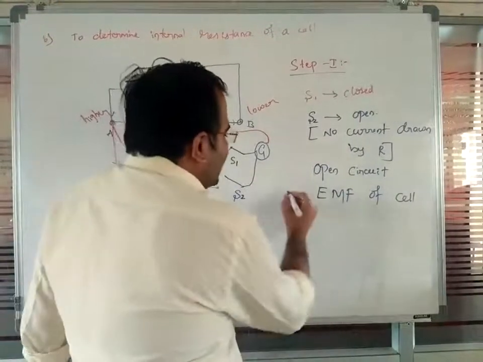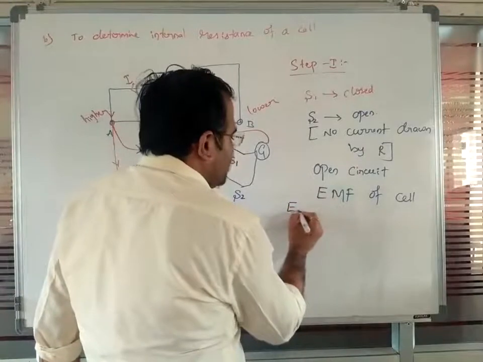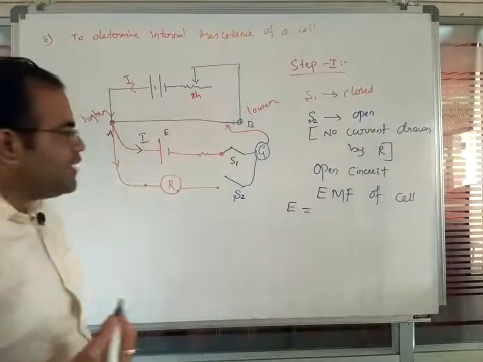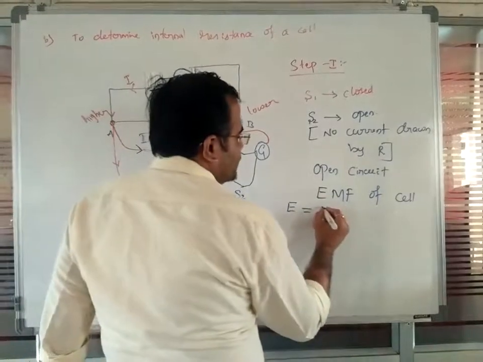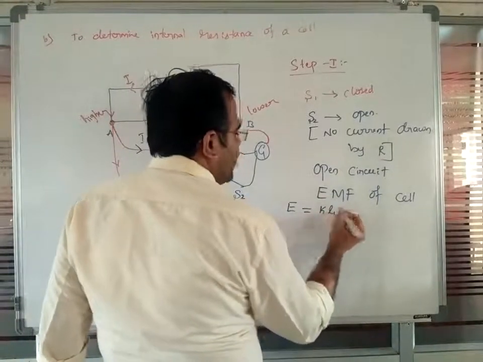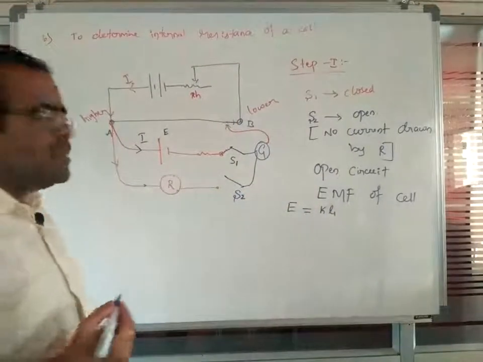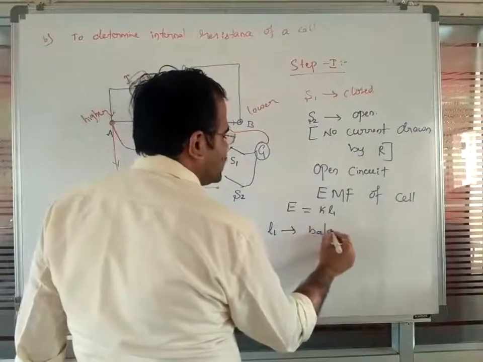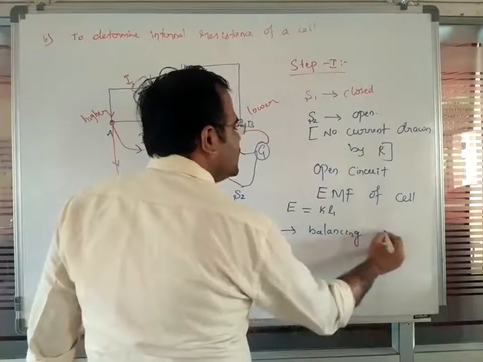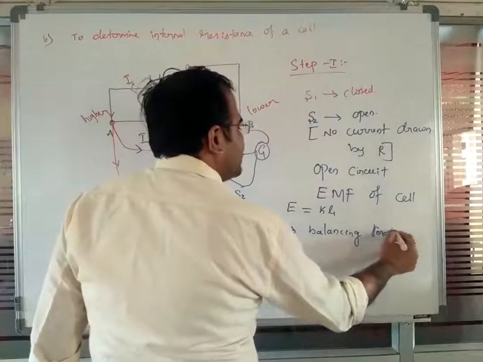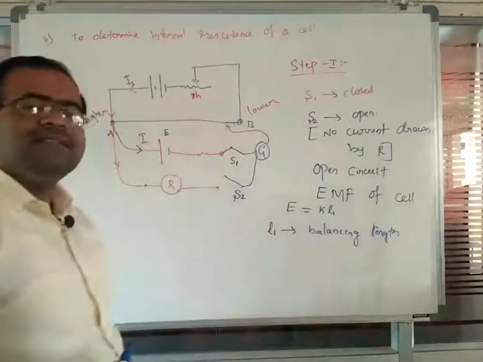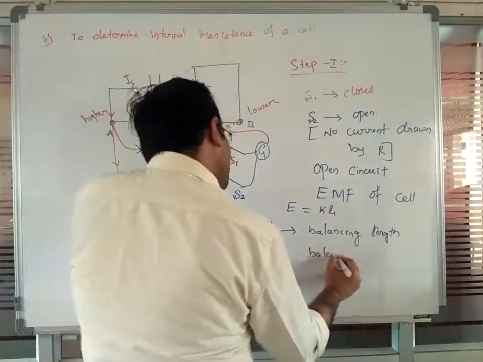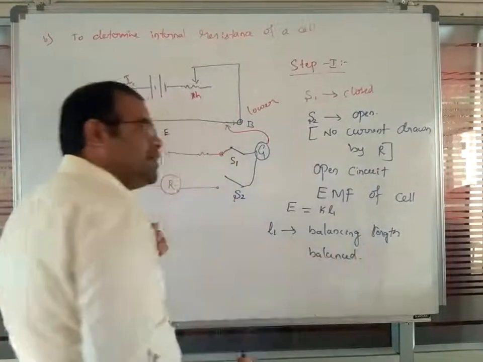So now by the principle of potentiometer we can write E is equal to K into L1. This L1 represents the balancing length. It is obtained by the condition, so this is called a balancing length here. L1 is the balancing length in the sense it is obtained by the condition when this is balanced here.